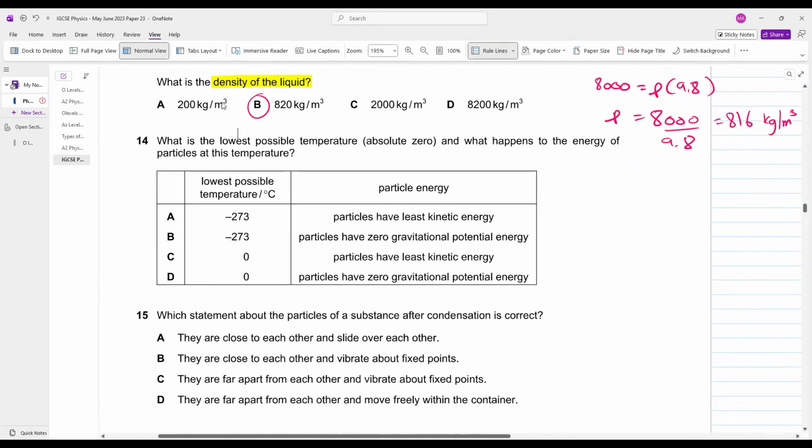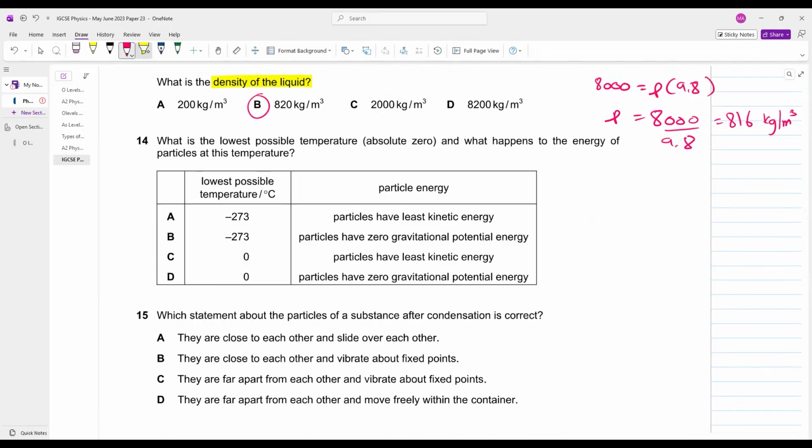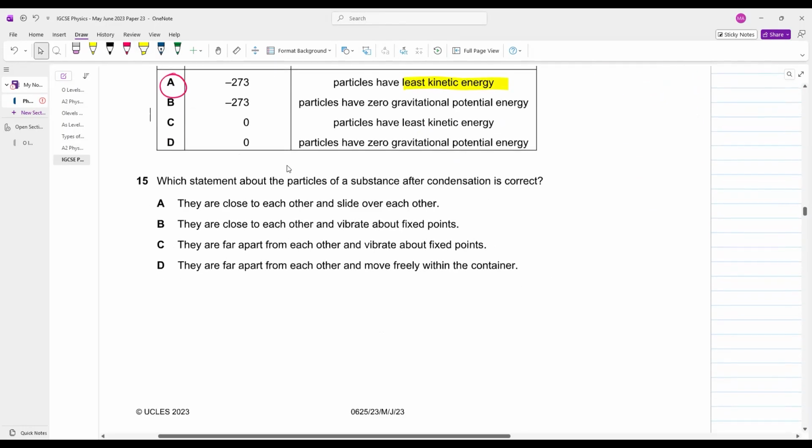Actually, what is the lowest possible temperature? Absolute zero. And what happens to the energy of the particles at this temperature? The lowest possible temperature is negative 273, and the particles have least kinetic energy at this temperature. A is your answer. Let's move ahead.